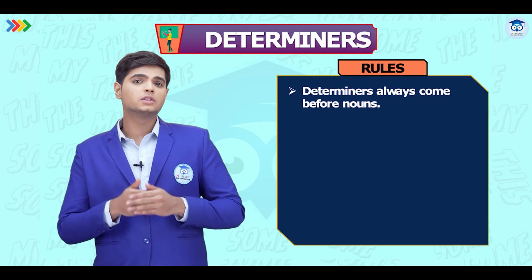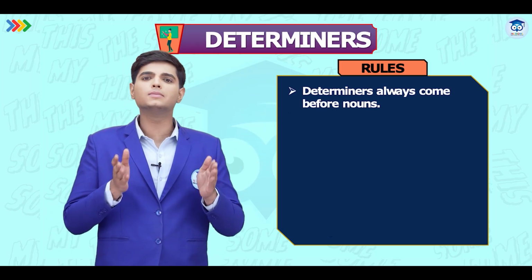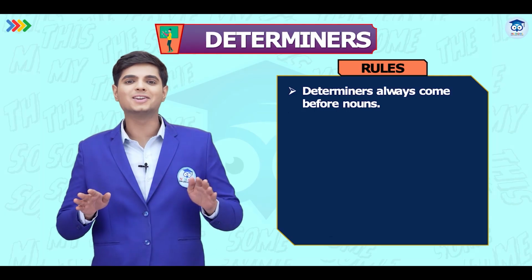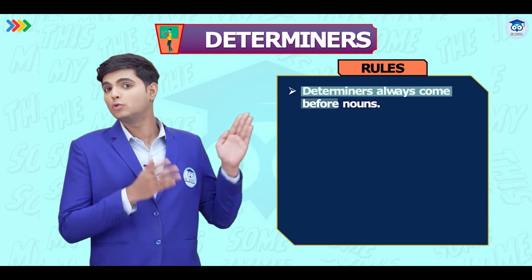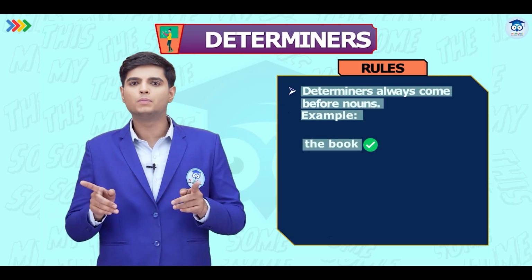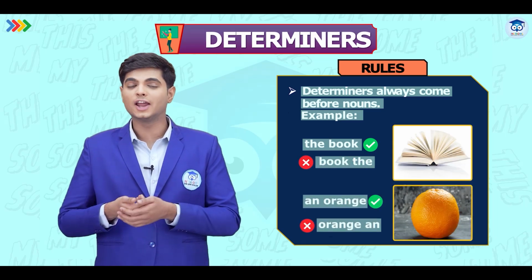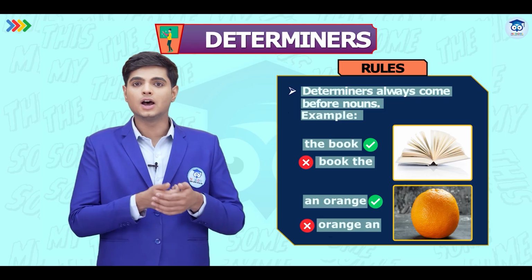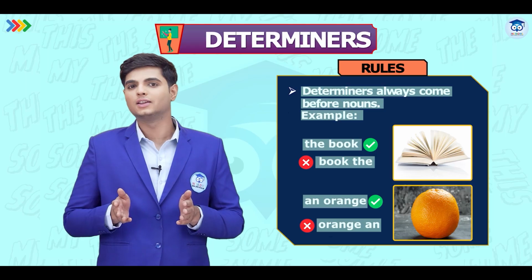Let's now go over some essential rules of determiners which will help us avoid common mistakes while speaking and writing. To begin with, determiners always come before nouns. For example, we say the book, not book the. Similarly, an orange is correct, not orange an. The determiner leads the noun, guiding the listener about which one or how many.